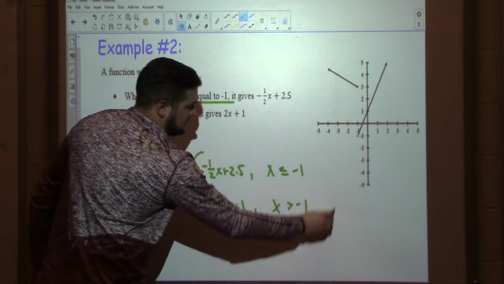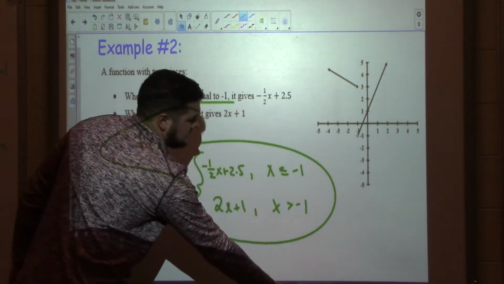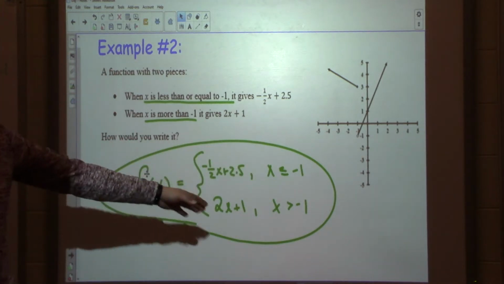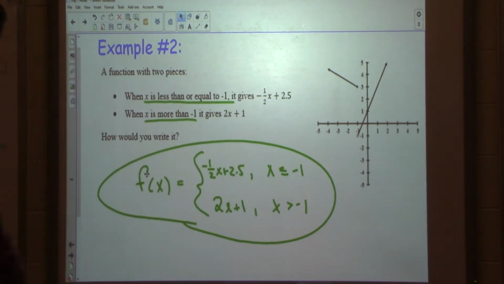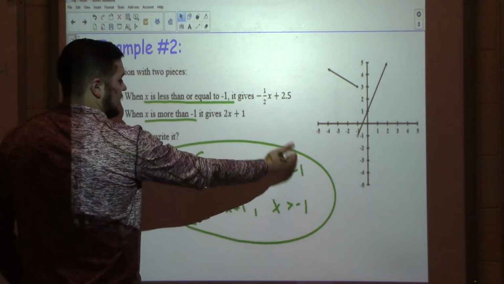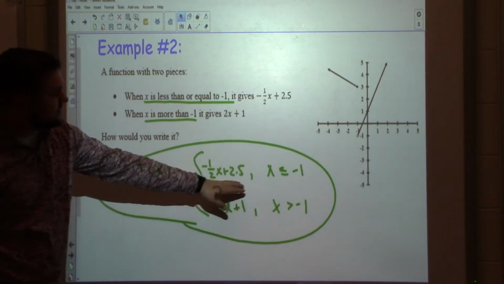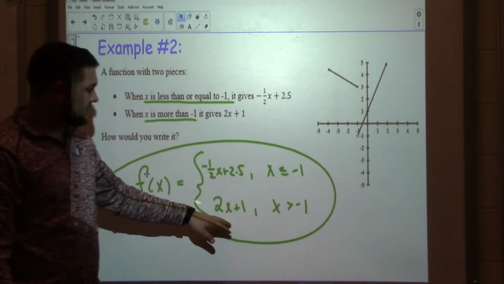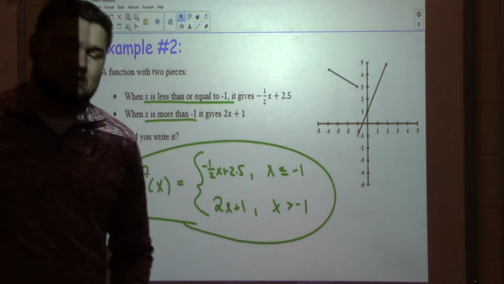So basically what we're doing here is we're looking at our criteria and our function, and we're writing out our piecewise. Yes, the function needs to come first, the criteria second. So now I know if x is less than or equal to -1, I'm going to use this function here. If it's greater than -1, I'm going to use that other function, 2x plus 1.